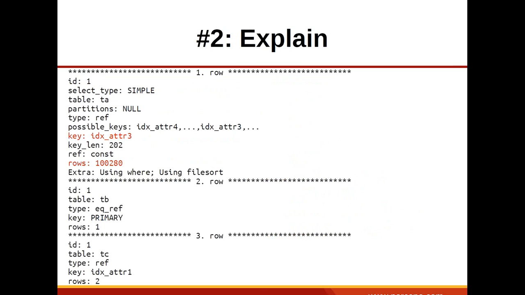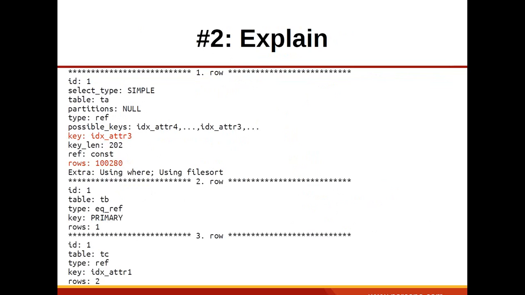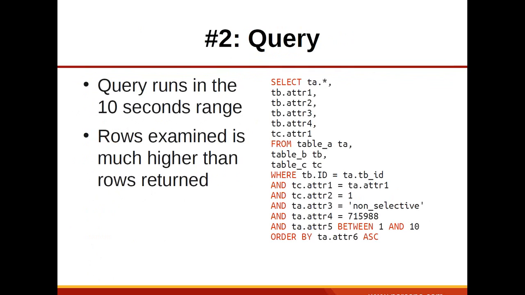So let's apply the same technique. You can apply the same technique to find out the filtering condition. If you do where table A.attribute3 equals the non-selective value, it will return a lot of records. When table A.attribute4 equals this, it won't return too many records. So this is very selective.